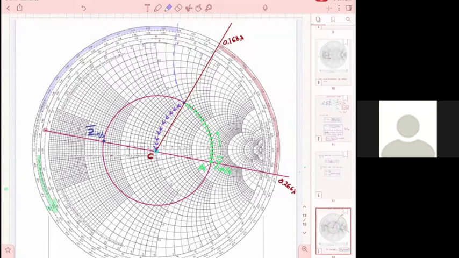If I have an open, I have to stop at a point where the admittance is, how much is the admittance of an open circuit? 0. So 0 is here, and therefore this point here will be an open shunt stub. And what is going to be here? A shorted shunt stub.